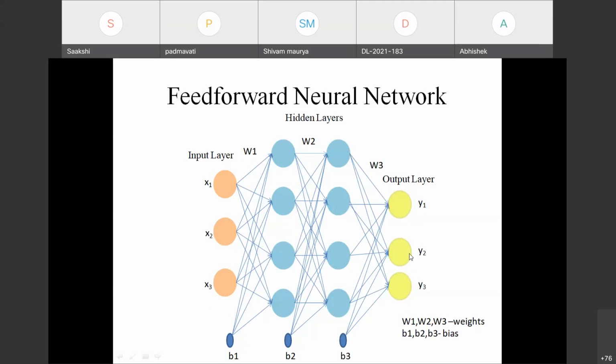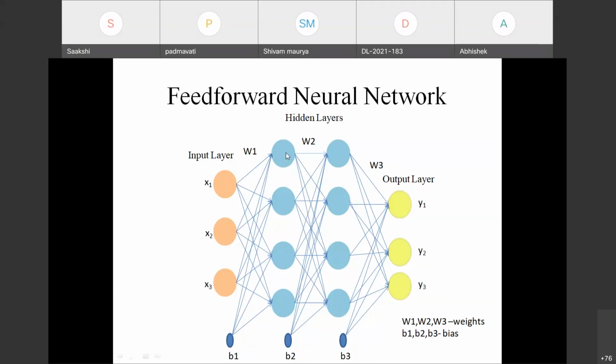Now let us move ahead and discuss the architecture. In this particular architecture, you can see this represents the first hidden layer and this represents the second hidden layer. In the first hidden layer, we have used 4 neurons. Similarly, in the second hidden layer, we have used 4 neurons.